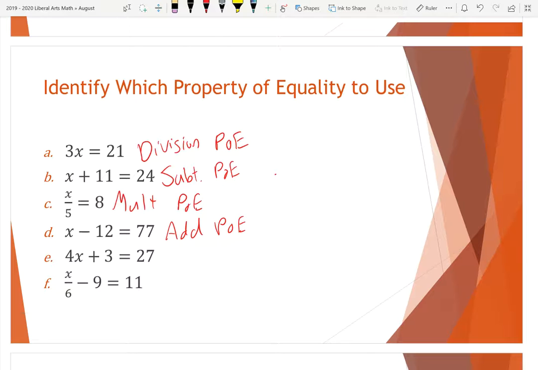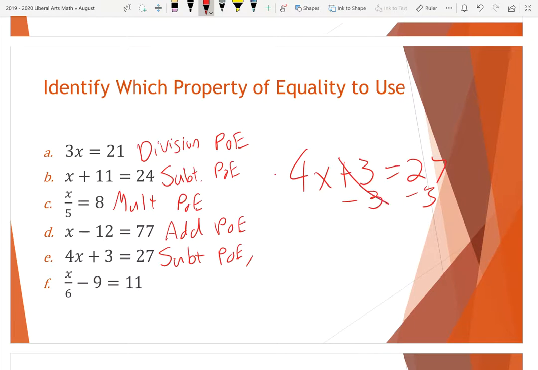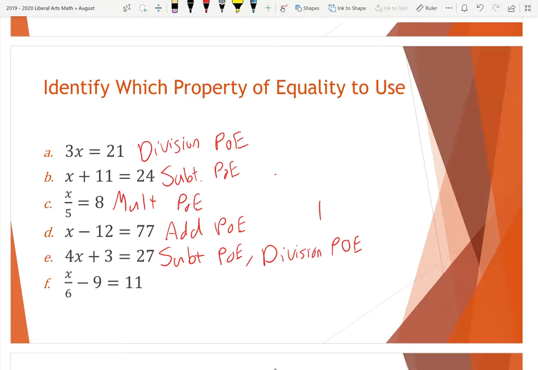Now, E and F are interesting because they use two properties each. So 4x plus 3, for example, equals 27. I would first have to subtract the 3 on both sides, meaning I would use the subtraction property of equality. And then after subtracting 3, I would then have to divide by 4 to get rid of that 4. So we'd have the division property of equality as well. So we'd have those two properties of equality.